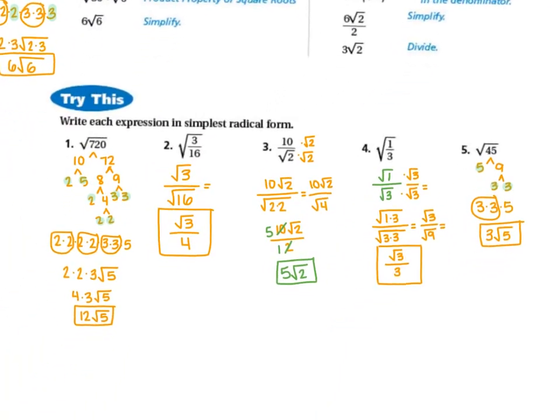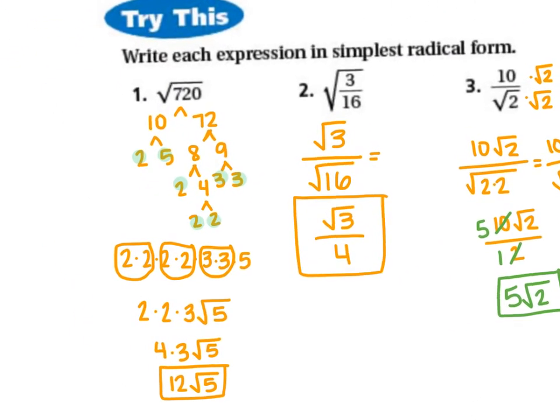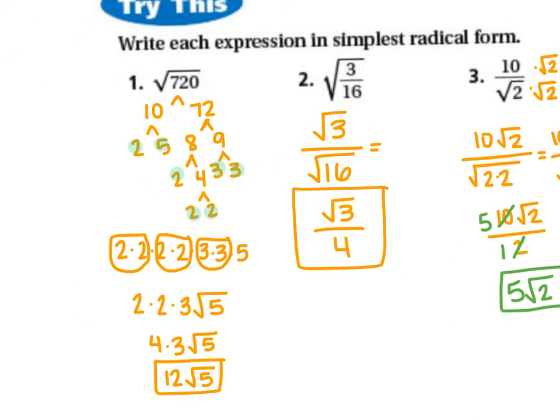So these next examples basically follow those patterns. Number 1, square root of 720 broke down into 10 and 72. 10 then breaks down into 2 and 5. Both of those are prime. 72 breaks down into 8 and 9. 8 then breaks down into 2 and 4. 4 into 2 and 2. And then 9 breaks down into 3 and 3.